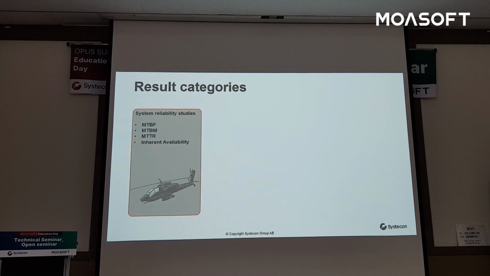There are some different result categories we've looked at. Talked about the system reliability, mean time between failure, mean time between maintenance, mean time to repair. There's also something called an inherent availability, which means that this is the maximum availability that we can get out of this system if there are no other delays.